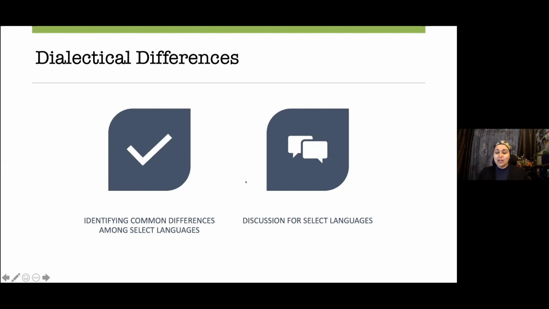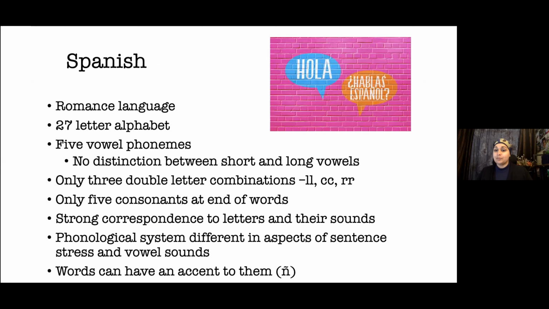Yes, okay. So what I wanted to do was give some of the languages that tend to be the most overly diagnosed. So Spanish. I want to give you some variations in the language, to give you some exposure to some variations that might exist. So Spanish is a Romance language. It's a 27-letter alphabet. There are 5 vowel phonemes with no distinction between short and long vowels. The only double letter combinations that exist are LL, RR, and CC.